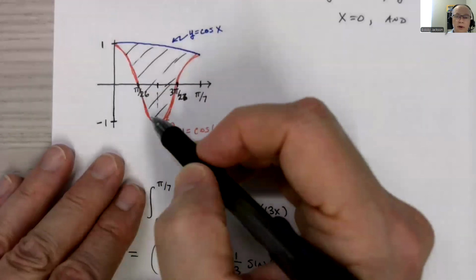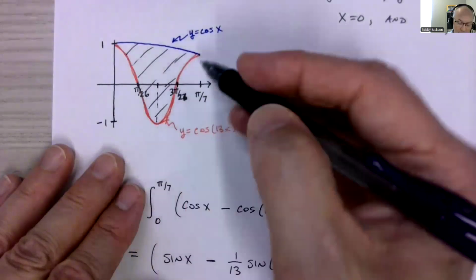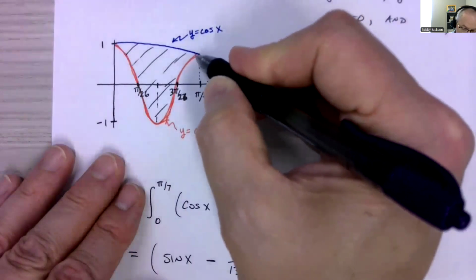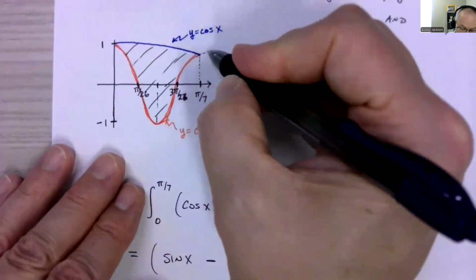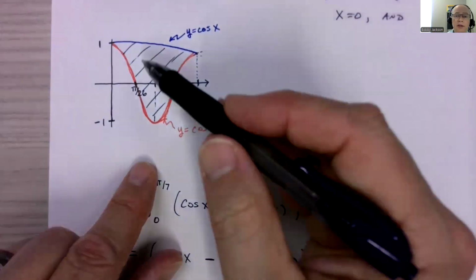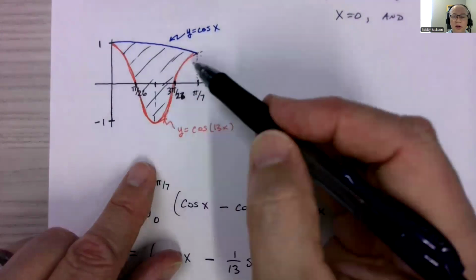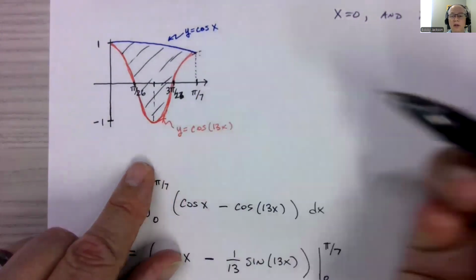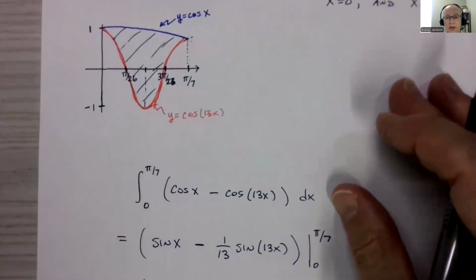Here's the graph of almost one complete cycle of the cosine of 13x. And then they intersect right here at pi over 7. After pi over 7, the cosine of 13x will be slightly above the cosine function. Bottom line is we're finding the area trapped between these two curves from x equals 0 to x equals pi over 7. So the calculus part is actually quite simple. That's a lot of analysis we did to come up with that.